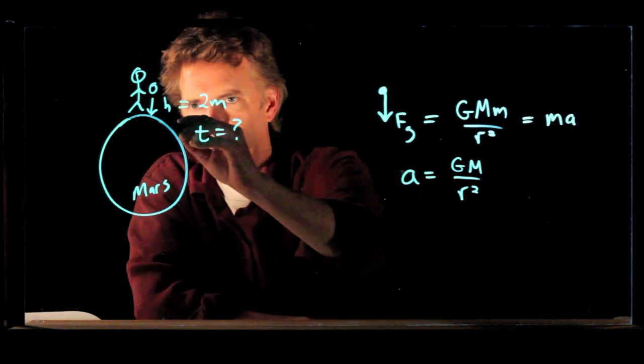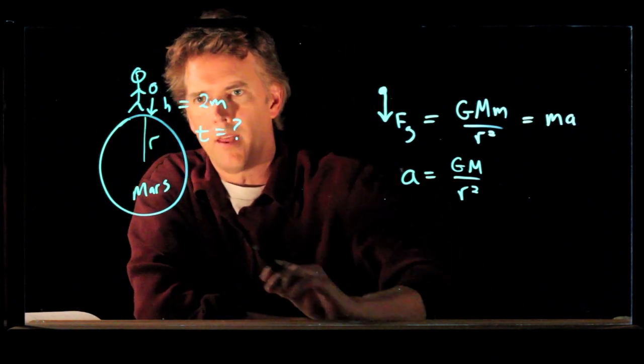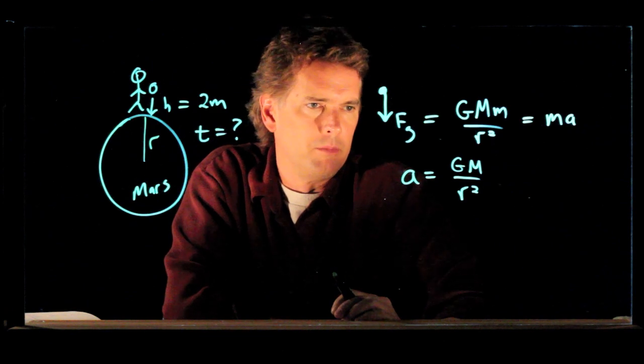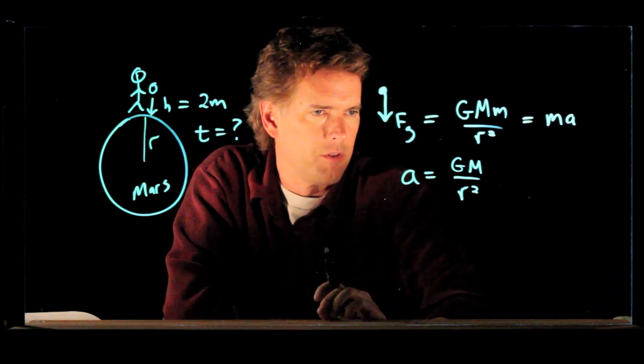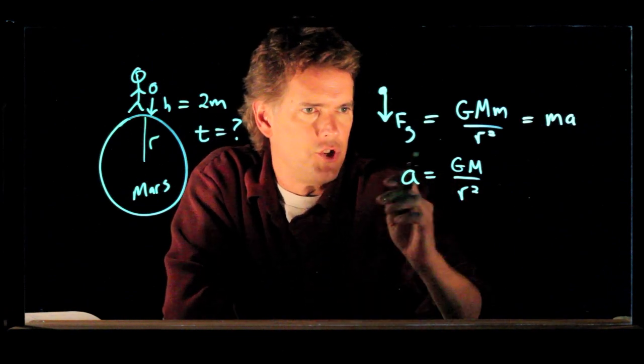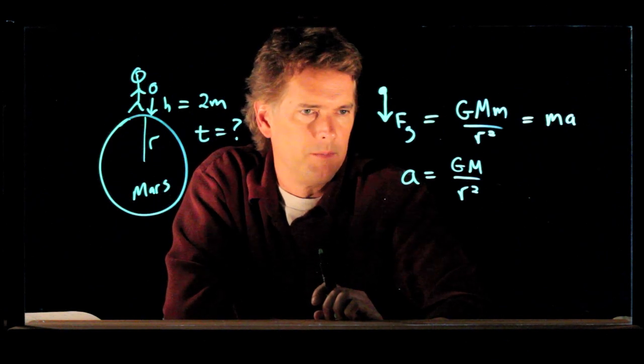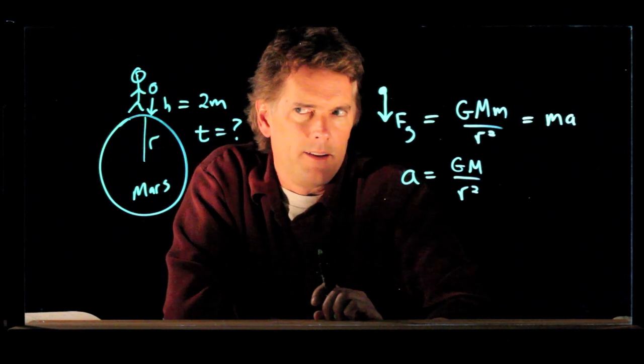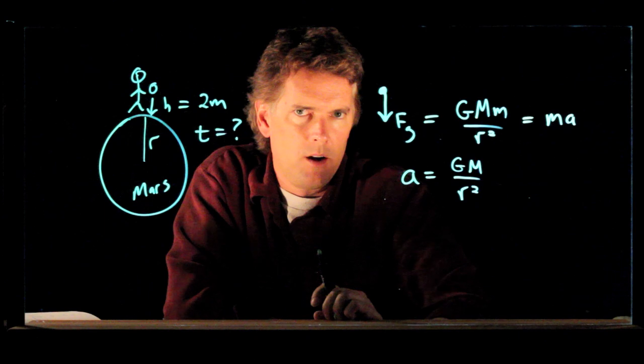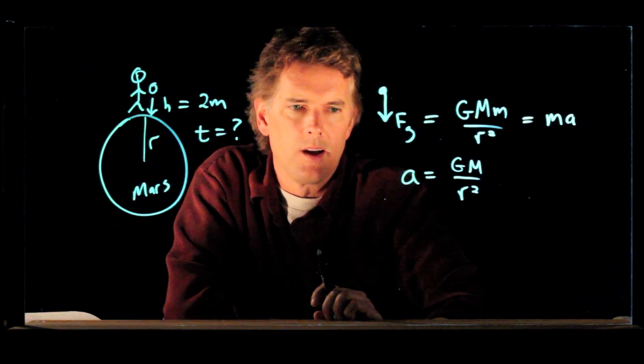The little m's cancel out, and we have acceleration equal to G big M over r squared. If you're at the surface of Mars, then we just want the radius of Mars. Big M is, of course, the mass of Mars, and G is the universal constant. The question was, how long does it take to hit the ground?